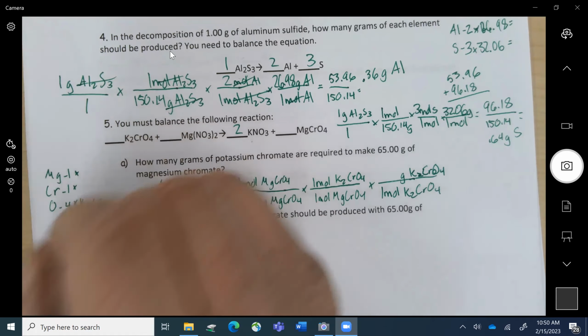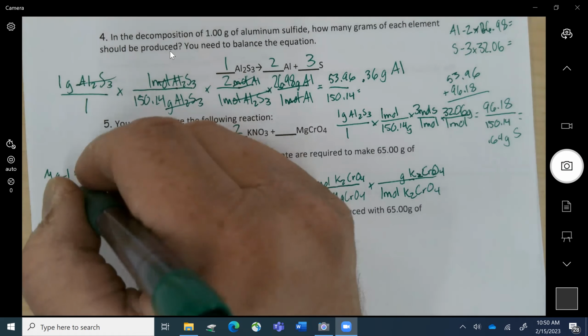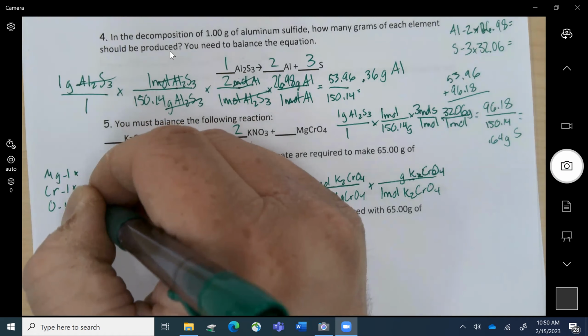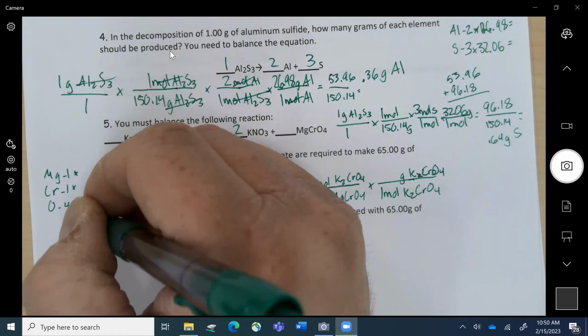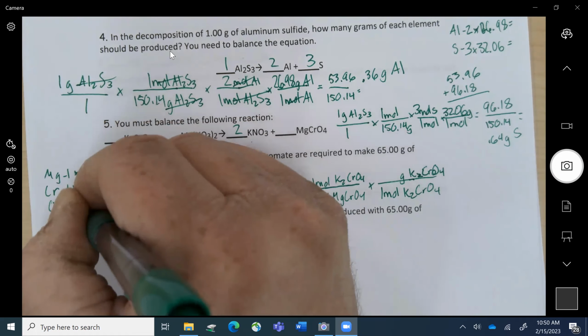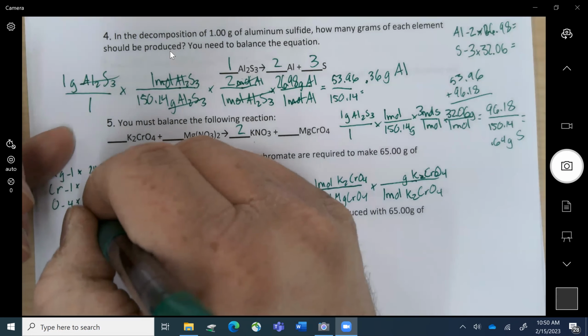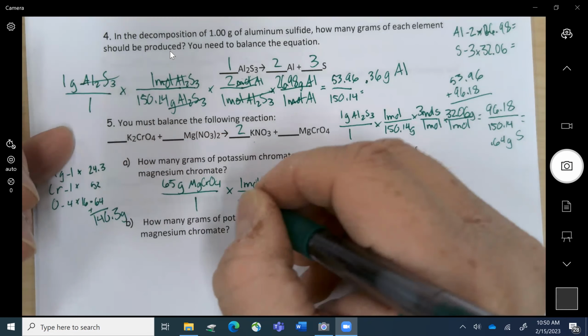Excuse me, that's 64. Chromium is 52. I'm not going to multiply them. I'm going to just write it, because if there's only 1, it isn't going to make any difference. Magnesium is 24.3. So I need to add those together: 24.3 plus 52 plus 64. This is 140.3 grams. So this one is 140.3.